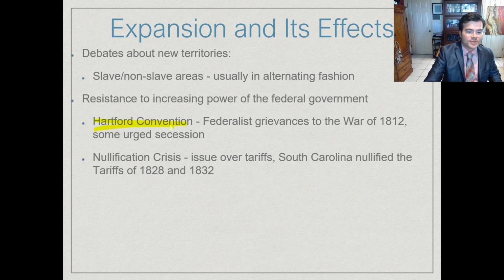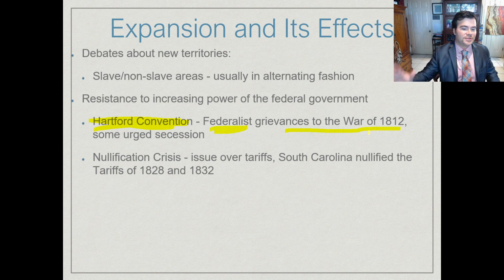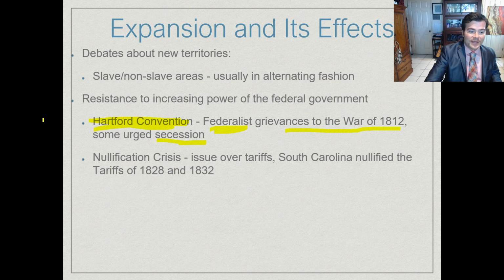So the Hartford Convention, this is what destroys the Federalist Party, guys. They were like, wow, the War of 1812 sucks. Thanks a lot, Thomas Jefferson, you Democratic Republican. And some of them were like, dude, let's break away, let's secede. And then we won the war, or we tied the War of 1812. So that made the Federalists look like a bunch of traitors, and so that destroyed the Federalist Party, guys. This Hartford Convention.